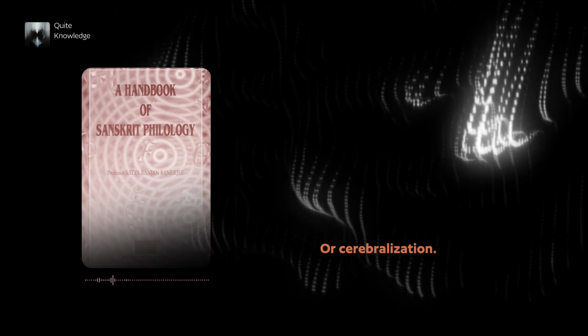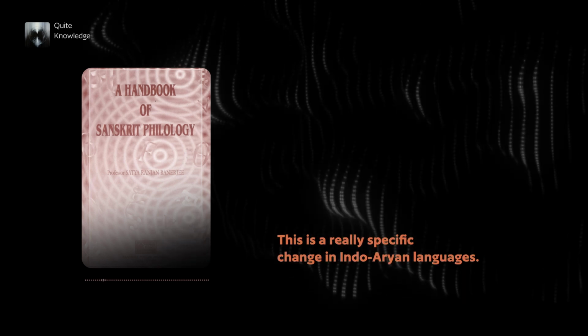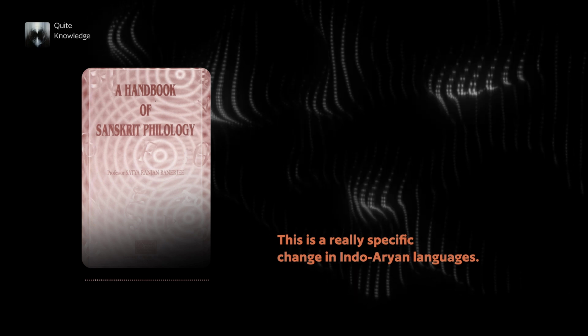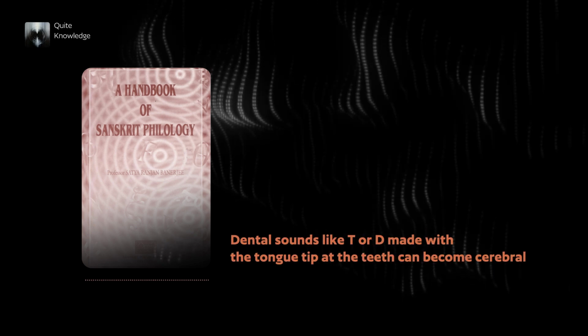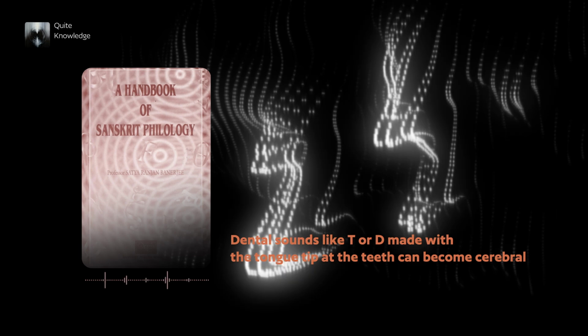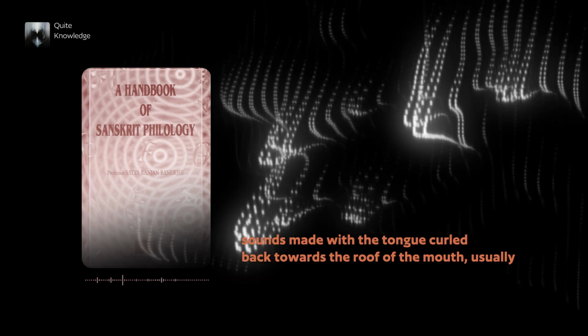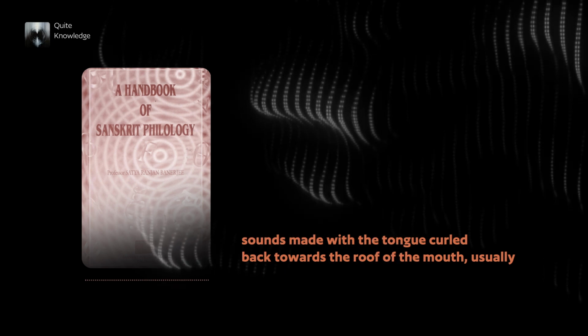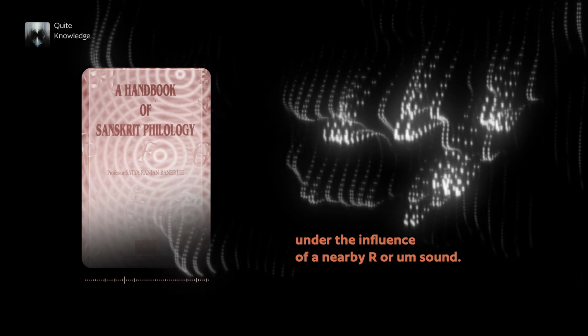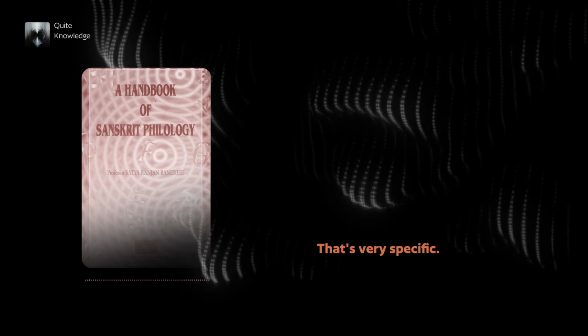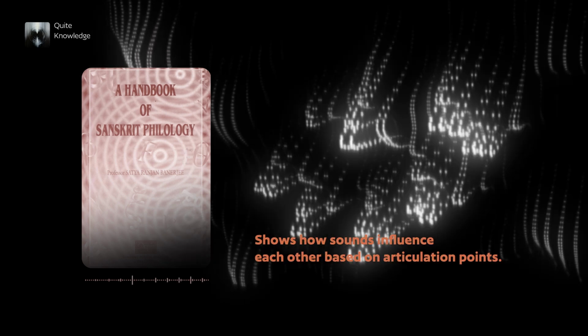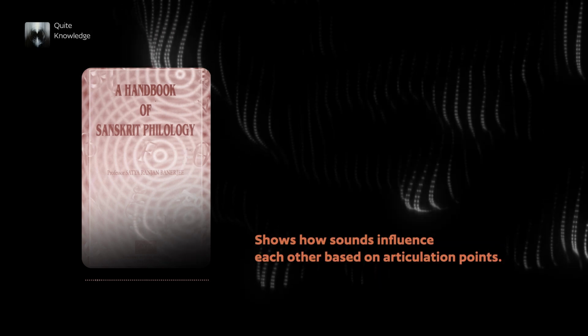Or cerebralization. This is a really specific change in Indo-Aryan languages. Dental sounds, like T or D, made with the tongue tip at the teeth, can become cerebral sounds, made with the tongue curled back towards the roof of the mouth, usually under the influence of a nearby R or similar sound. That's very specific. It is. Shows how sounds influence each other based on articulation points.